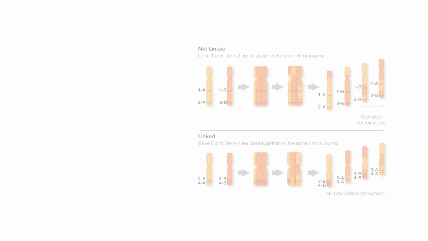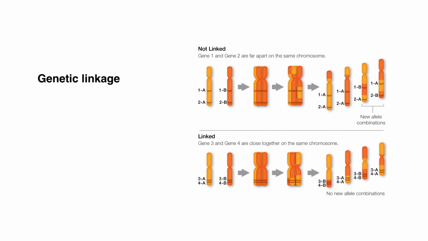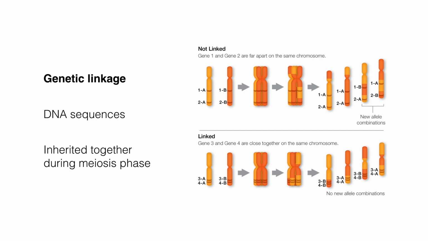What is the difference between linkage and linkage disequilibrium? Genetic linkage is described as a tendency of DNA sequences that are close together on a chromosome to be inherited together during the meiosis phase of sexual reproduction. In other words, the closer you are, the more linked you are.